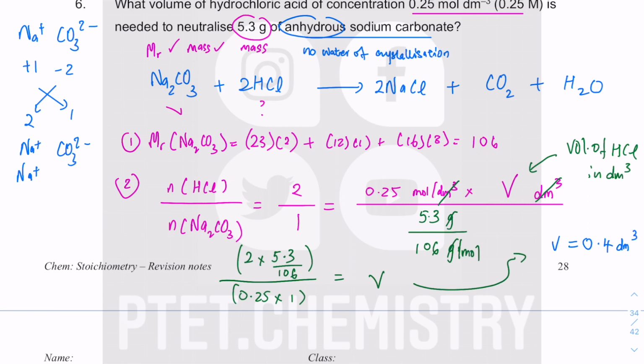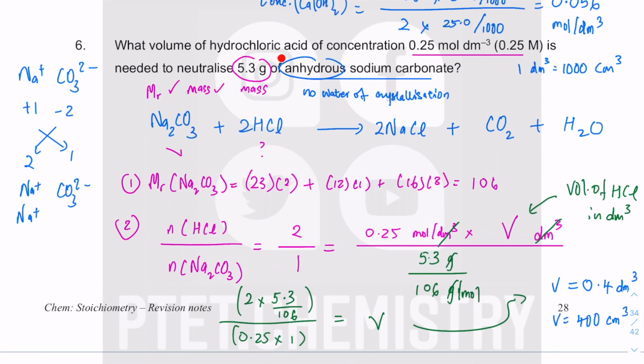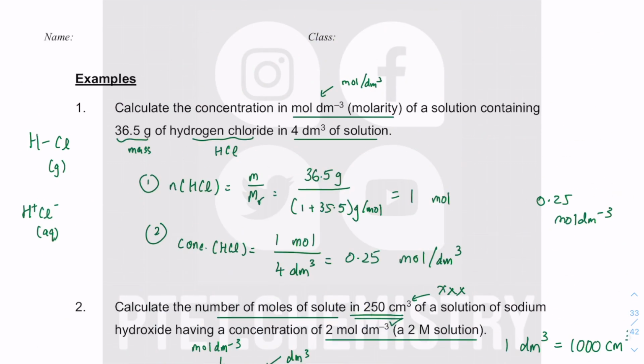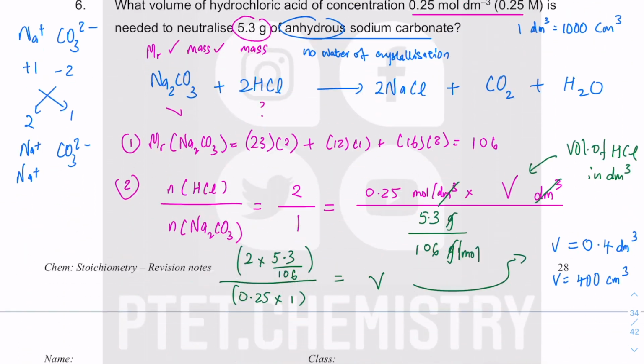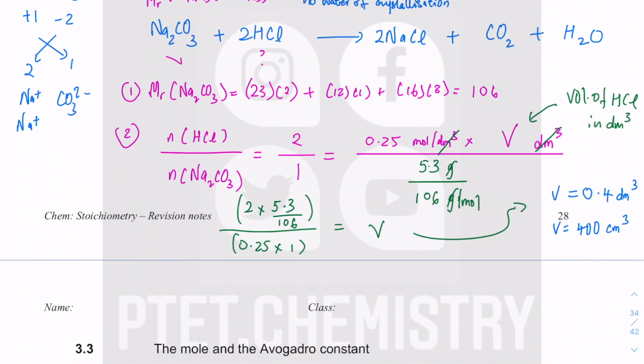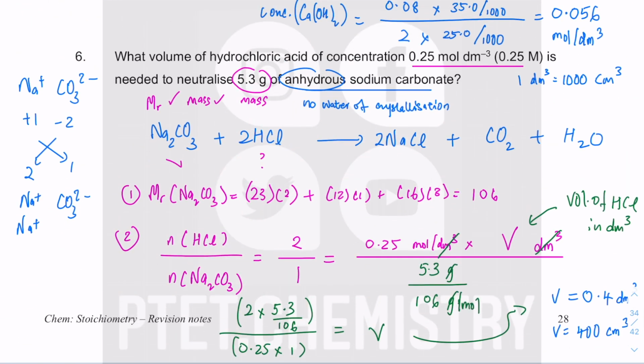0.4 dm cube. Do not forget that 1 dm cube equals 1000 cm cube. So I can convert the dm cube to cm cube by multiplying this by 1000 if I want to, and then I will get volume is equal to 400 cm cube. So they haven't mentioned to us whether we will need cm cube or dm cube volume. So you could have left your answer in dm cube. You could also have left your answer in cm cube. It doesn't matter because they mean the same thing based on this conversion factor.